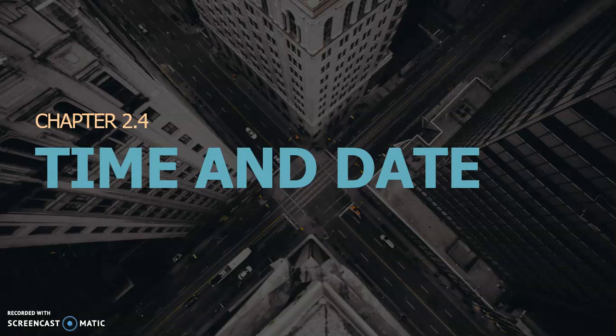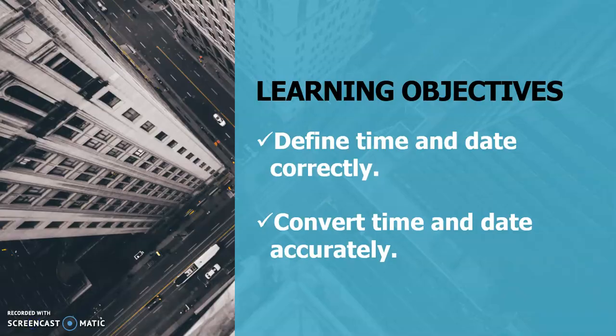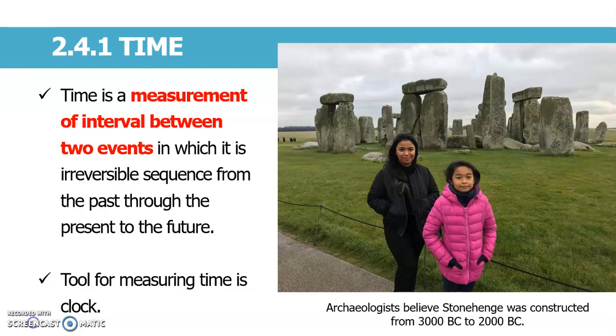Which is chapter 2.4, time and date. Very easy topic. Okay, so the learning objectives. Number one, you're going to define time and date correctly. And number two, you're going to convert time and date accurately. Okay, we start with time.